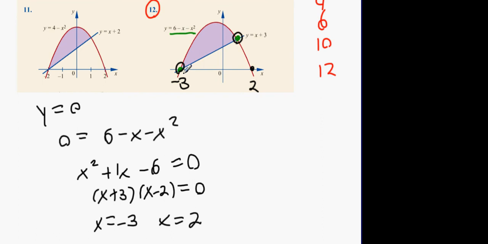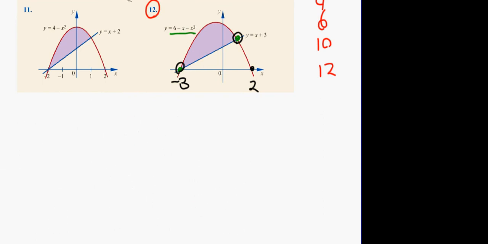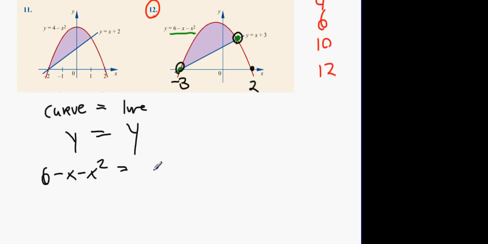Next thing I have to do is figure out where the line hits the graph. When the line hits the graph, it means the y value of the curve equals the line value. So y equals y. This means that 6 - x² = x + 3. We've done this in chapter 1. Okay, move it over, we're going to get x² + x, and then 3 minus 6, which is?